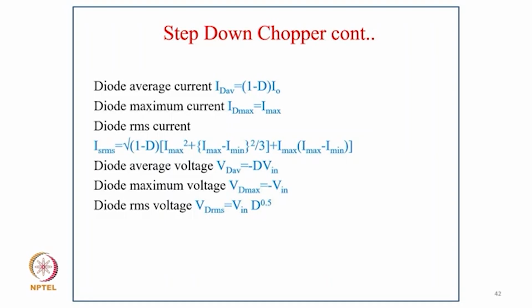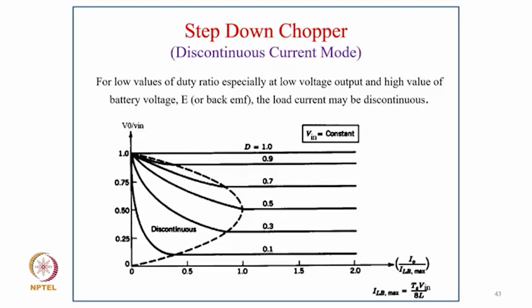So diode RMS current will be I S RMS under root (1 minus D) times (I max square plus I max into I minimum plus I minimum square) by 3. So diode average voltage will be V D average equal to minus D V in, and diode maximum voltage V D max equal to minus V in, and diode RMS voltage will be V D RMS equal to V in under root D.